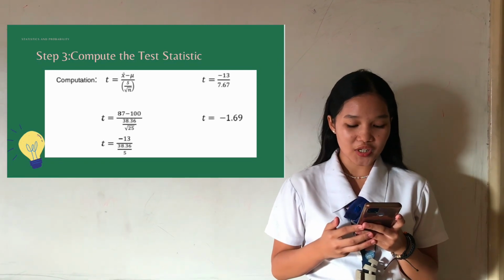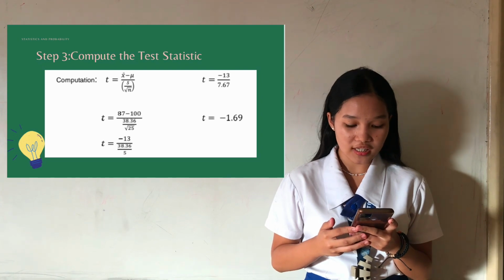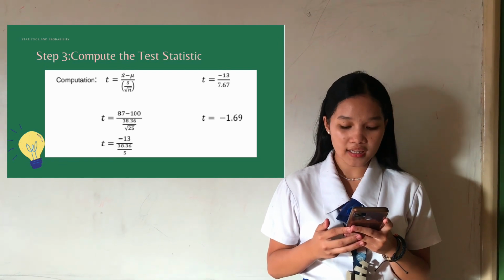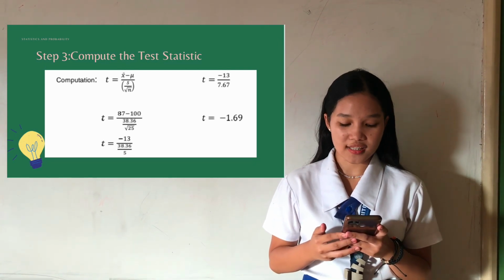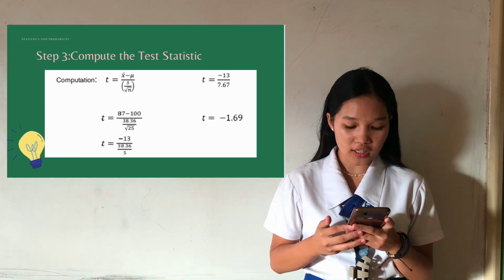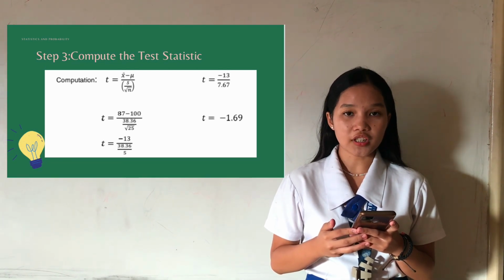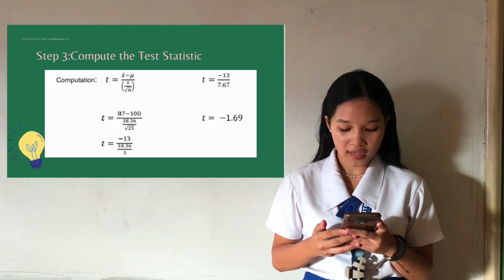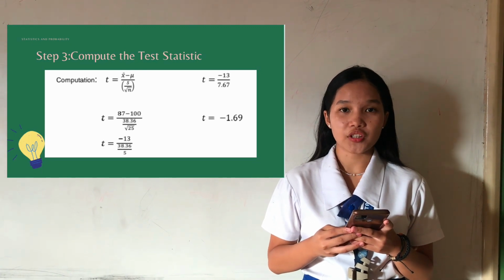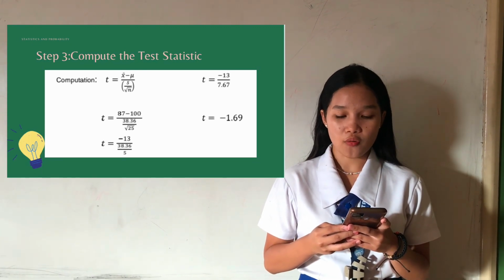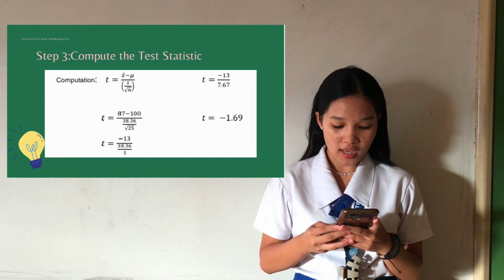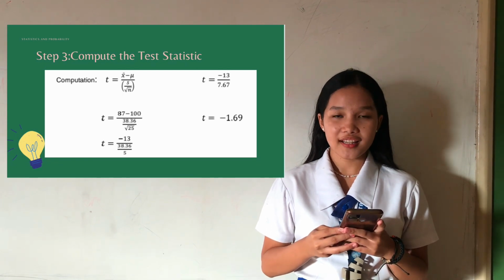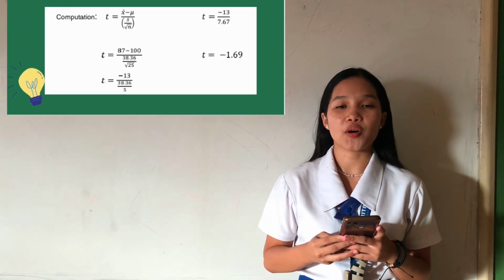Here, 87, which is our sample mean, minus 100, our population mean, over the standard deviation of 38.36 divided by the square root of 25, which is our sample size. 87 minus 100 is equal to negative 13 over 38.36 divided by the square root of 25, which is 5. Negative 13 over 38.36 divided by 5 is equal to 7.67. Negative 13 divided by 7.67 is equal to negative 1.69. So here is our answer.